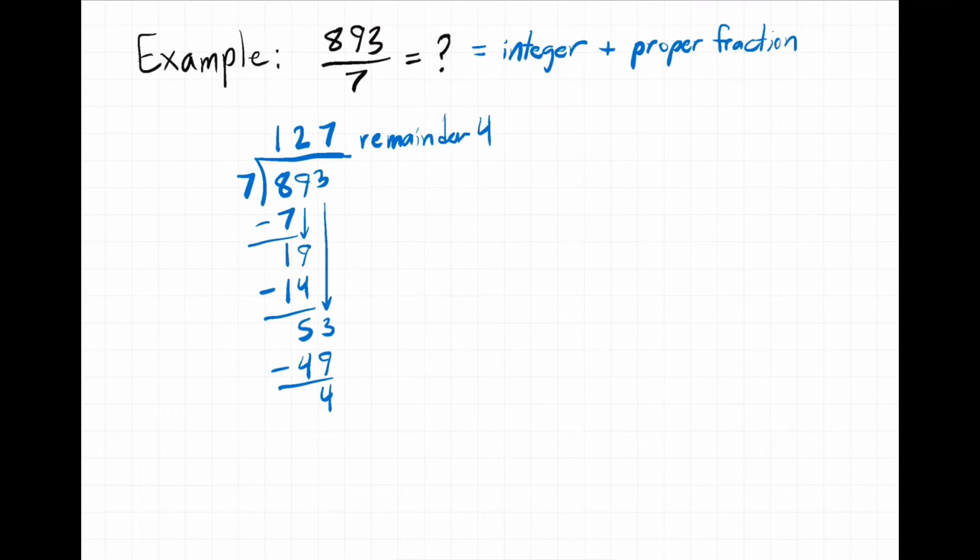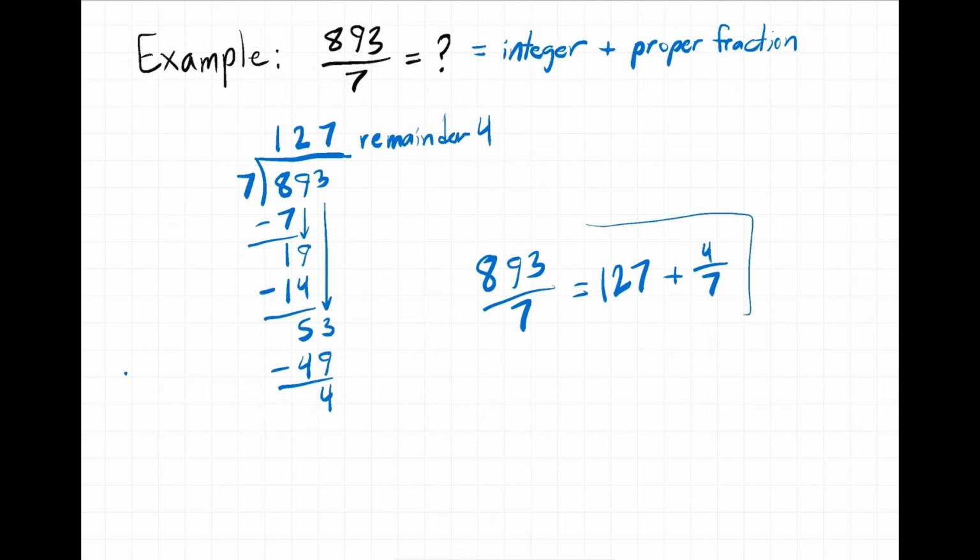But really, what we'd like to say then is that 893 sevenths is equal to 127 plus 4 sevenths. And you can check that by converting this mixed number back into an improper fraction. You could take 127 and multiply it by 7 to get a fraction and add the 4 sevenths to that, and you get 893 over 7.